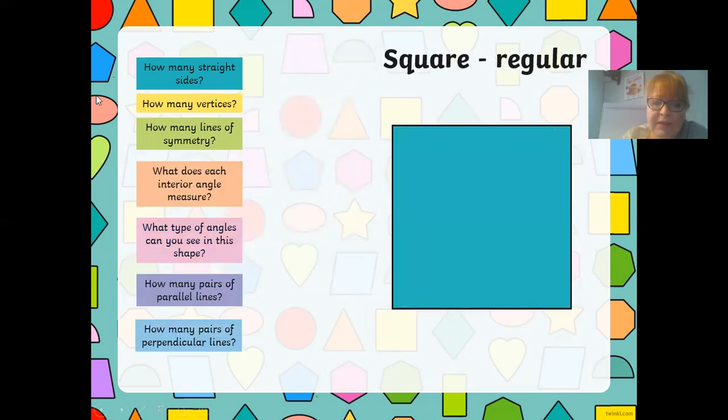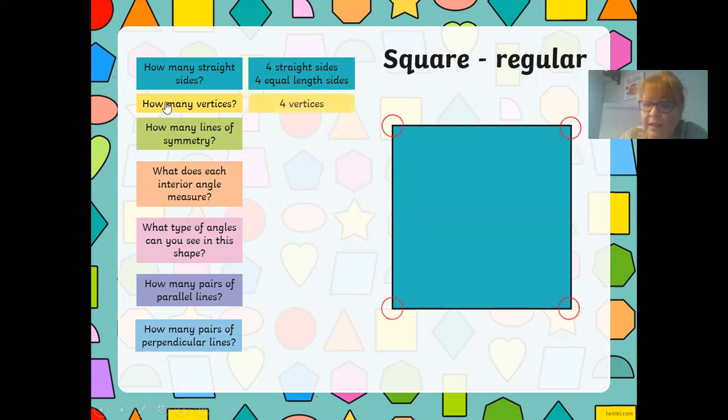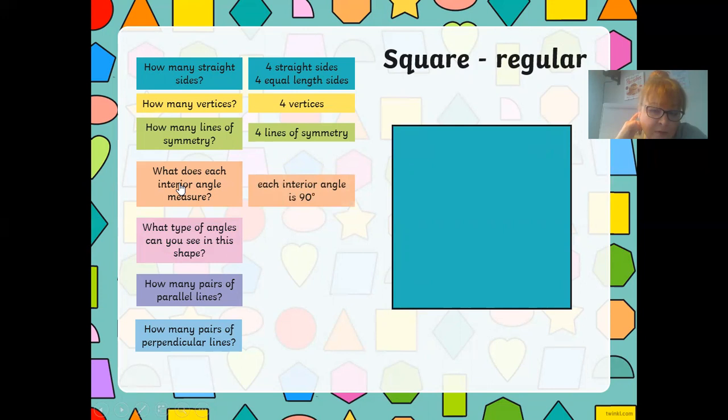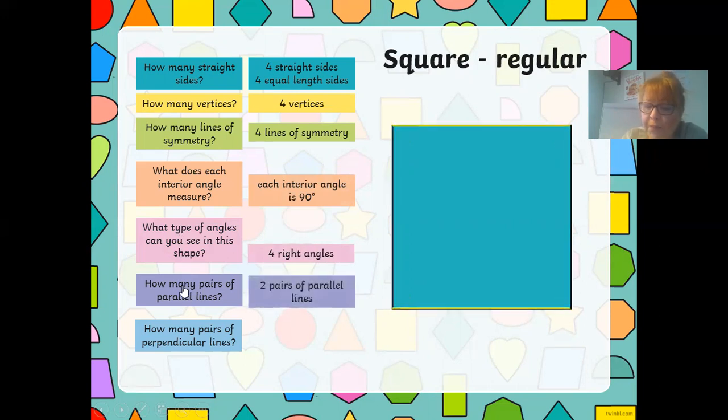So a square then. How many straight sides can we see on our square? Well, that's nice and easy. 4, and they're all equal. Really important. It has 4 vertices. It has 4 lines of symmetry. You can see 1 down the middle, 1 across, and then 2 diagonal. Each interior angle is a right angle. Okay, so they're all 90 degrees in there. So 4 right angles. It has got 2 pairs of parallel lines, and it has got 4 pairs of perpendicular lines. All right.